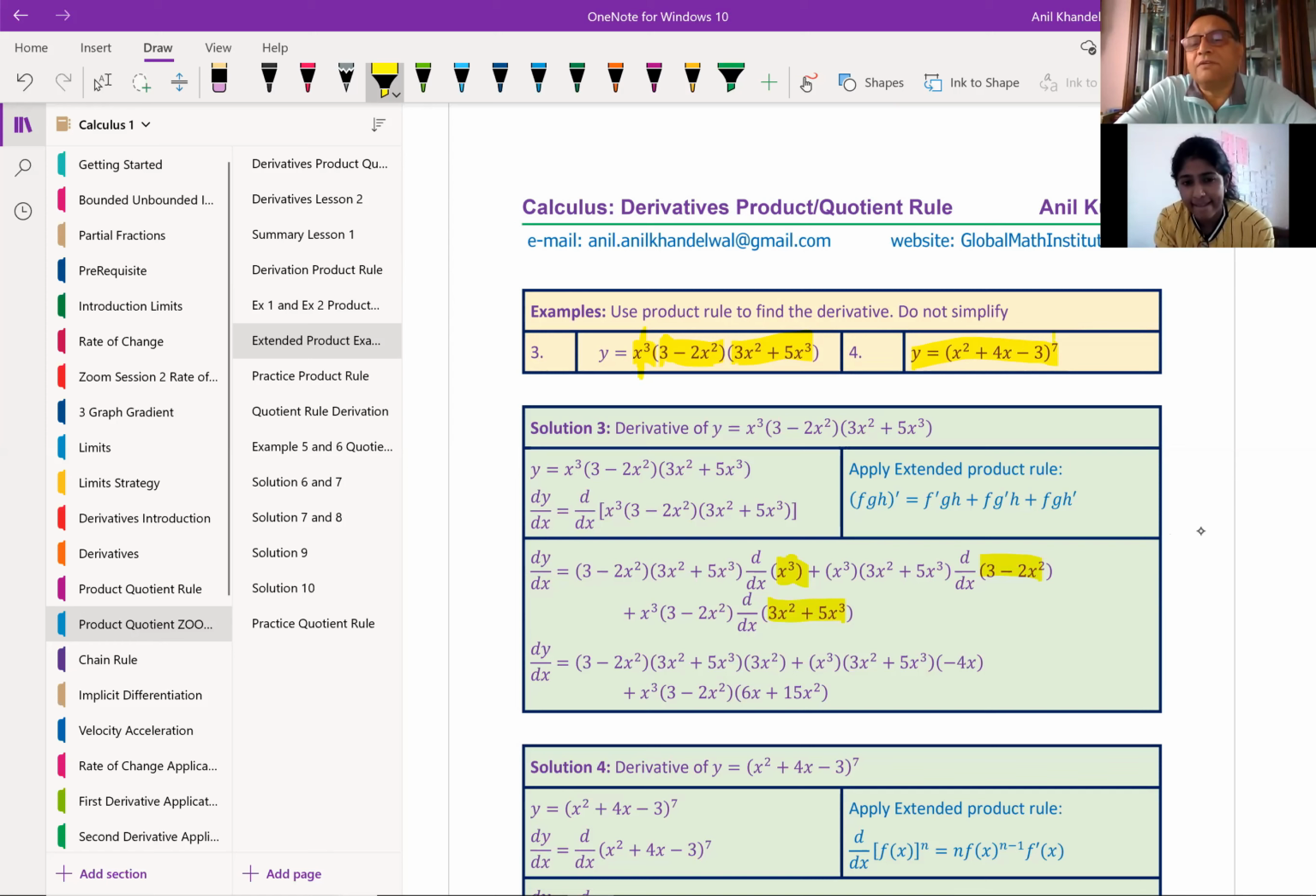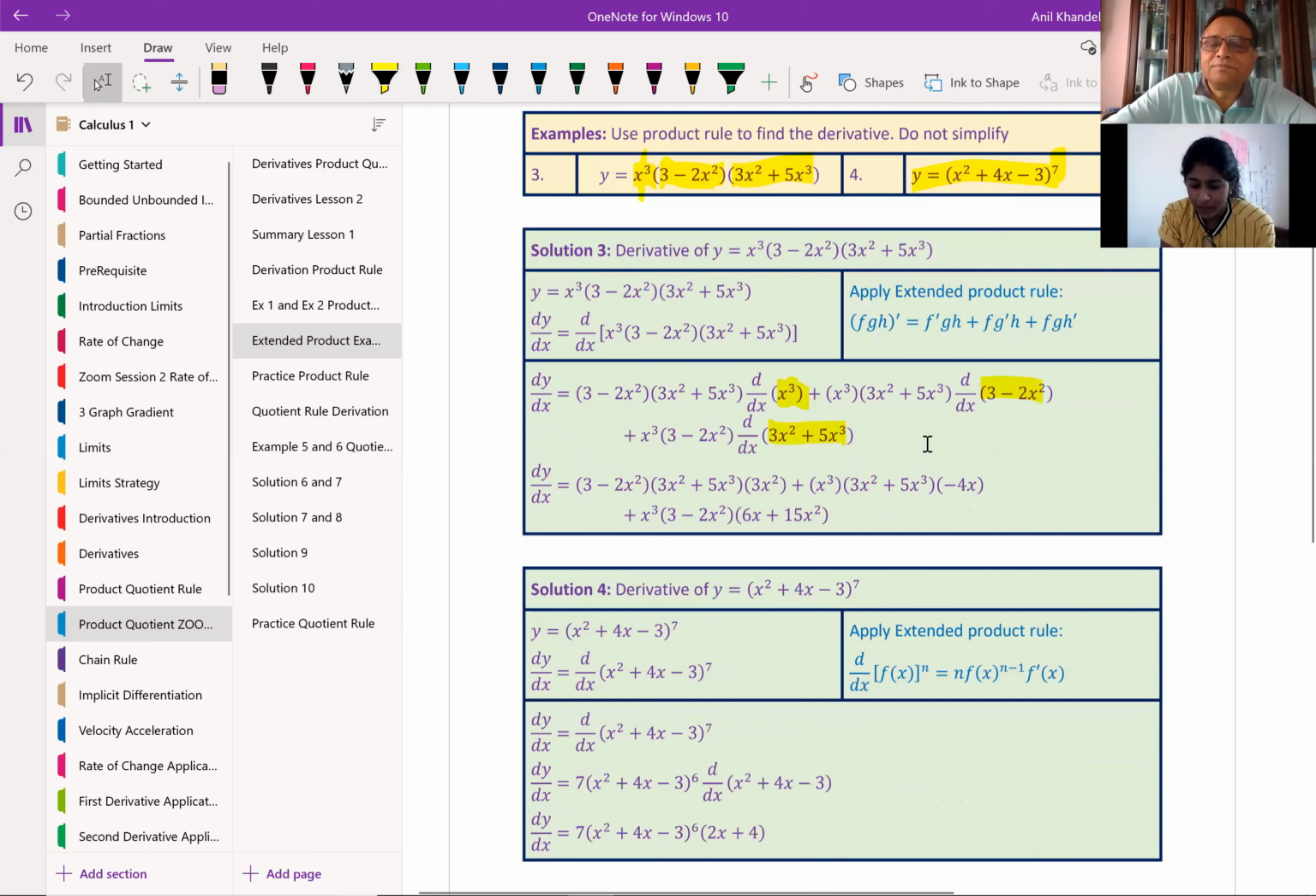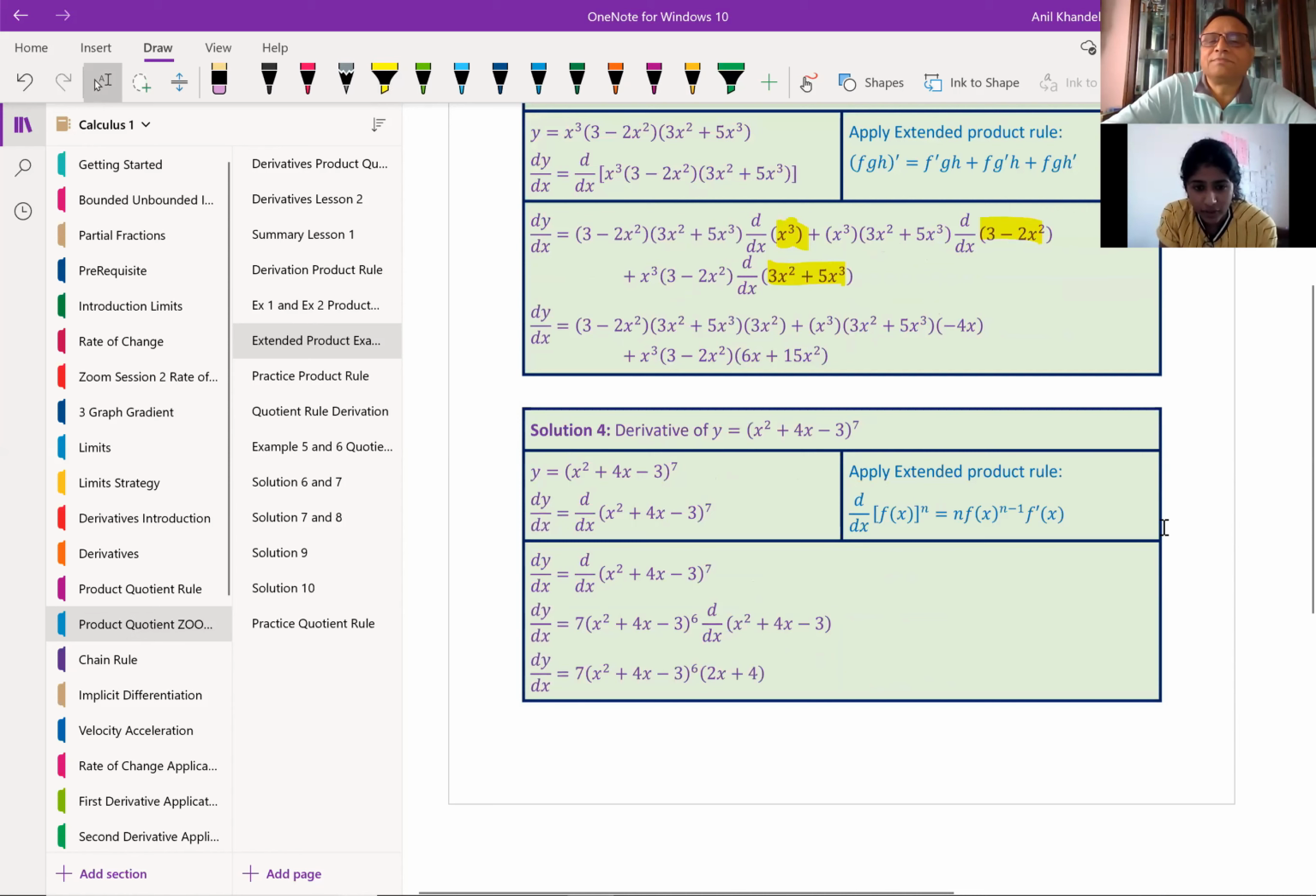Now, let's take the last question on product rule, which is x squared plus 4x minus 3 to the power of 7. Now, we learned a formula for doing this, Amy, right? Can you suggest how you are going to do it? Yeah, so I would take the 7 to the front and I'll do 7 bracket x squared plus 4x minus 3 to the power of 6.